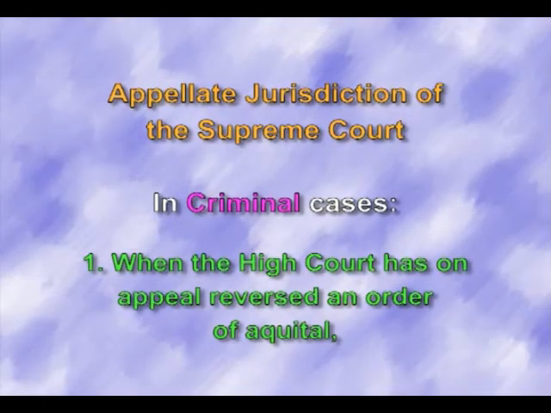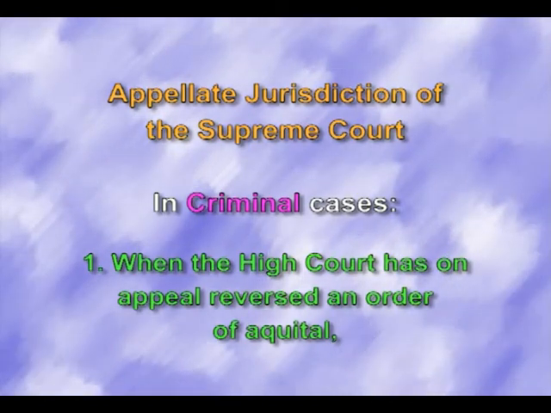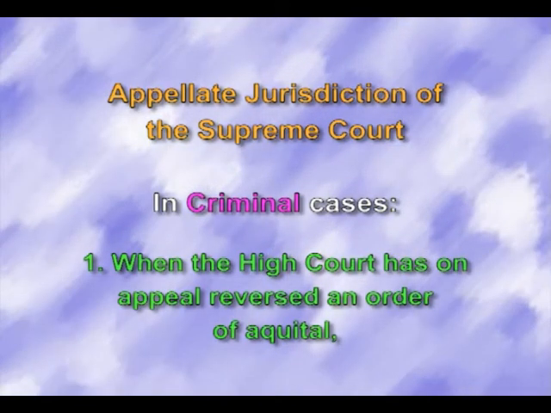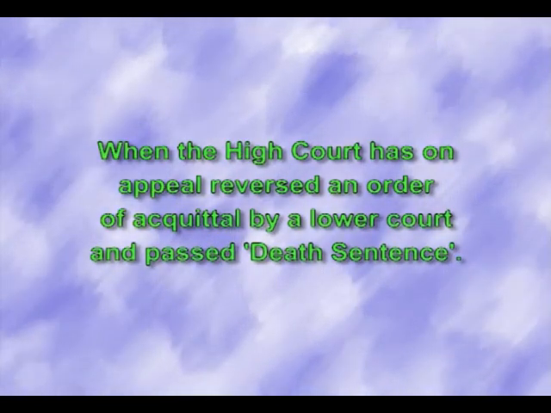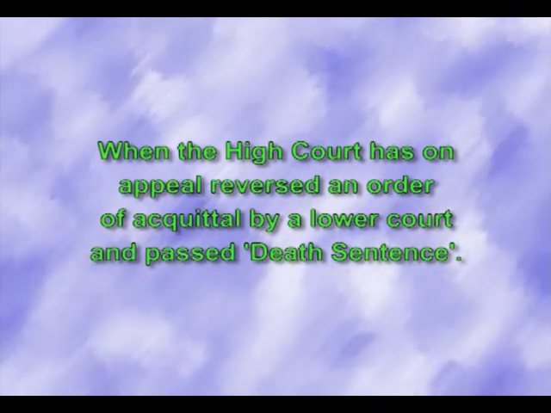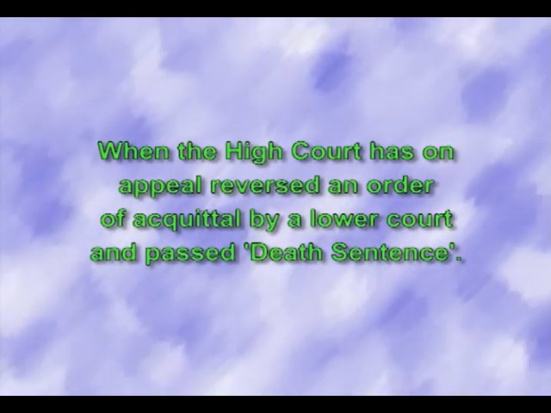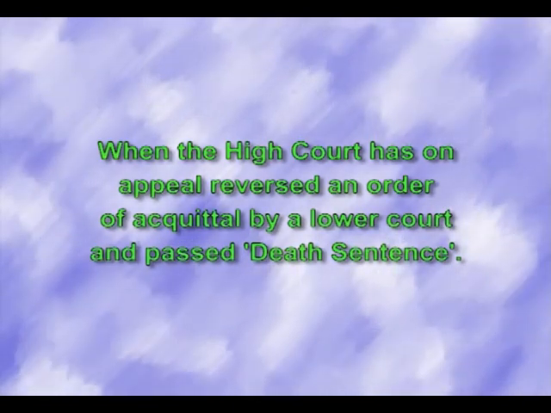Third, criminal cases, appellate jurisdiction in criminal cases. One, the High Court has on appeal reversed an order of acquittal, meaning that a subordinate court has tried a case and the accused has been found not guilty. So he has been honorably acquitted. In that case, the High Court takes up the case and, after deciding the matter, reverses the earlier verdict, convicts him and passes a death sentence. In that case, an appeal can lie to the Supreme Court.